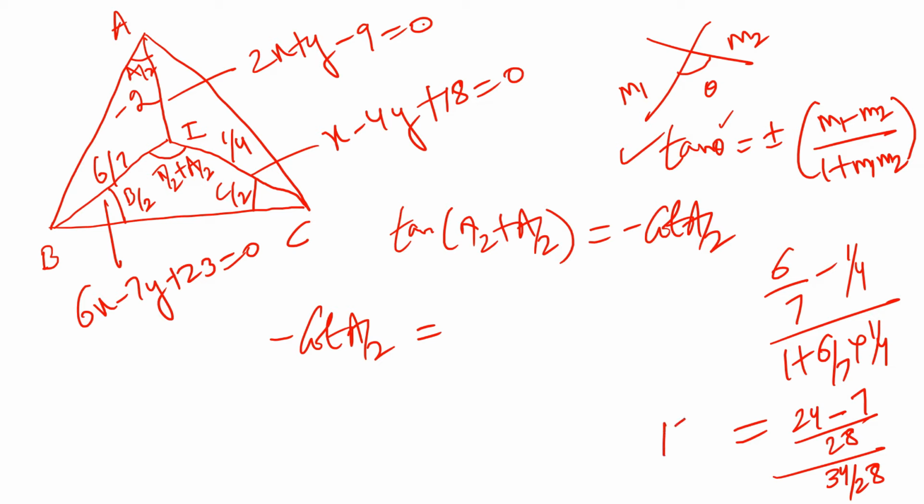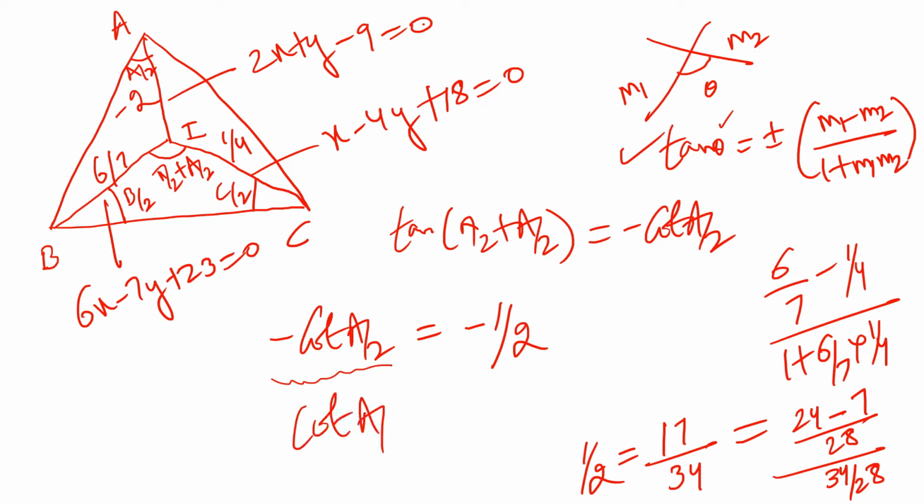So the final value comes out to be 17 upon 34, and that is nothing but just half. Now this is the value of (m1 minus m2) upon (1 plus m1 m2). I have told you that we have to select this sign, plus or minus, so that minus cot A/2 finally turns out to be negative. So that means I will be taking this value as minus half. So it means cot of A/2 will be 1/2, right?